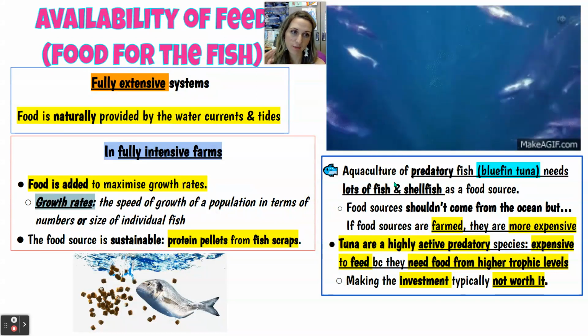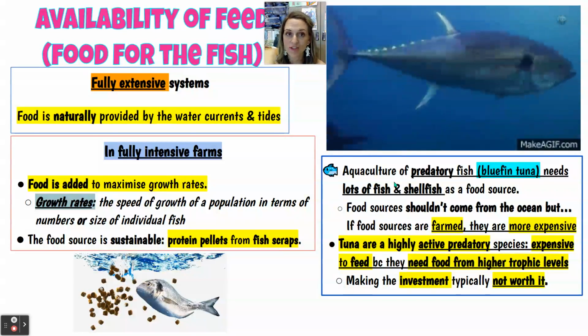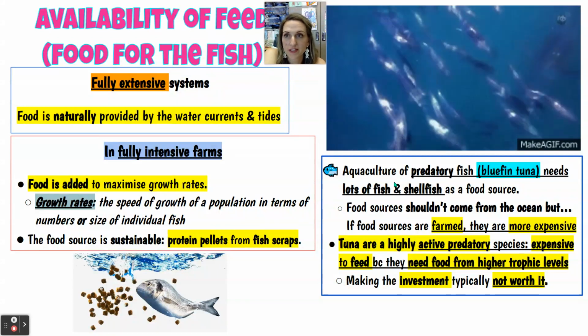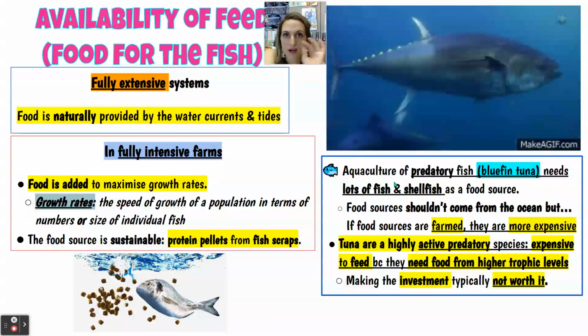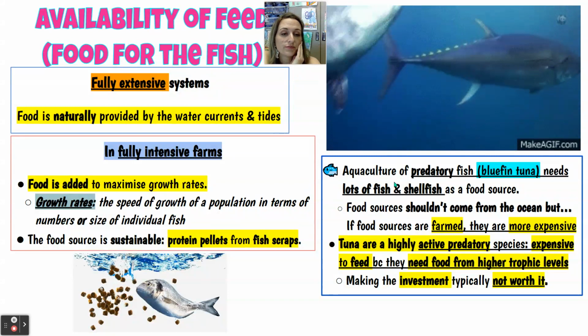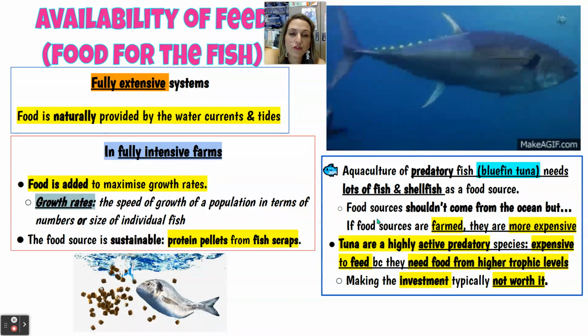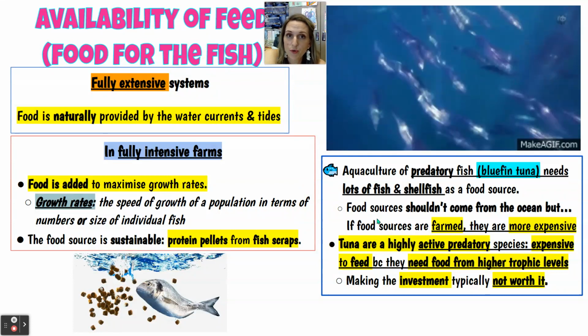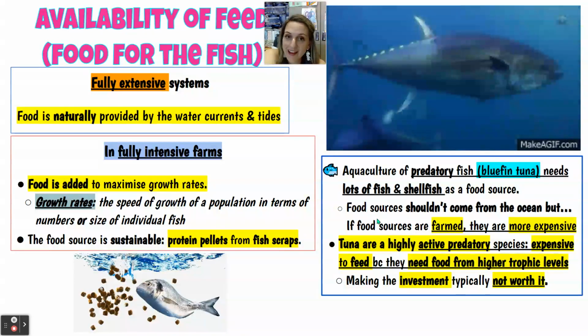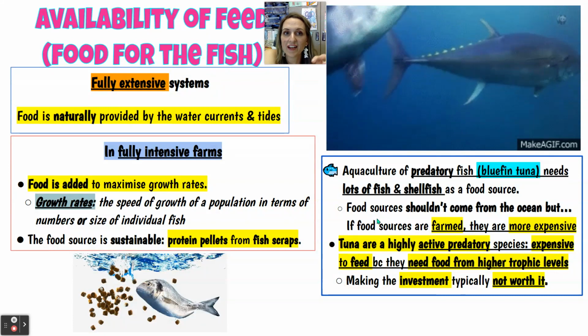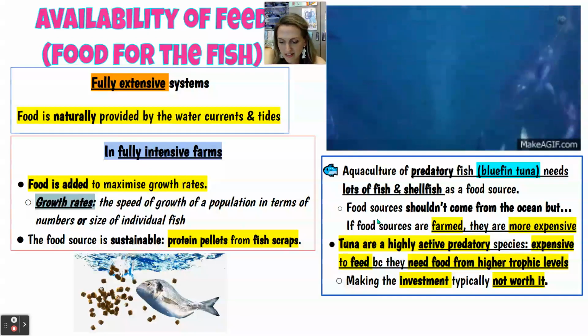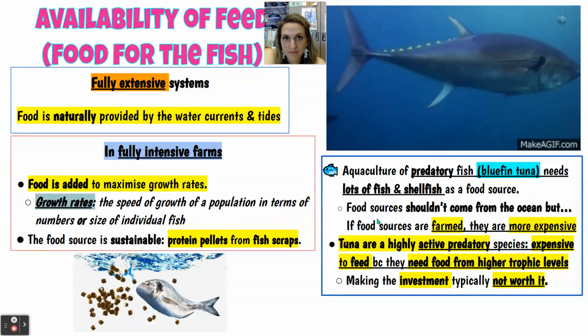Predatory fish aquaculture, like the bluefin tuna, needs a lot of fish and shellfish because they are a top-tier predator. By top tier, I mean trophic level. The food source should not come from the ocean. If food sources are farmed, though, they get more expensive because they need a lot of it, and they need not just like bait fish. They need a natural food source for themselves.